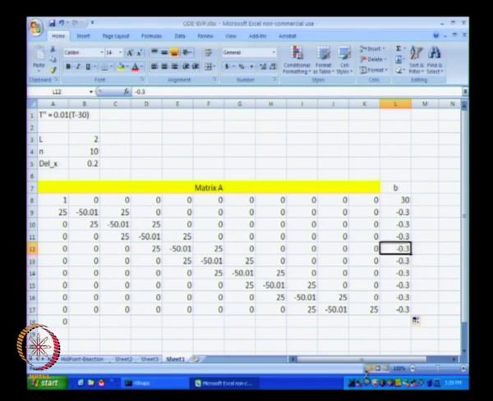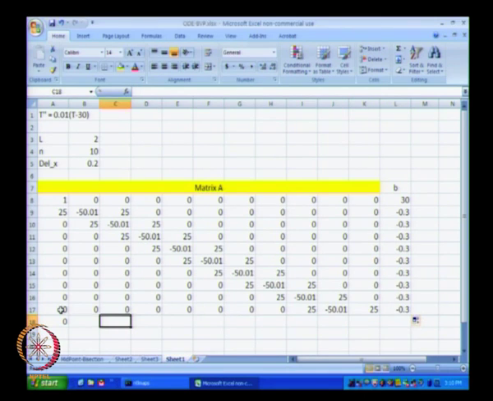Okay. So, these are the first 10 rows, and we need also the 11th row corresponding to n plus 1, but let us check the 10th row. The 10th row is for the temperature T10. So, we have 0 multiplied by T1 plus 0 multiplied by T2 and so on up to 0 multiplied by T8 plus 1 by delta x squared multiplied by T9 minus 2 by delta x squared plus 0.01 multiplied by T10 plus 1 by delta x squared multiplied by T11, that is going to be equal to minus 0.3.